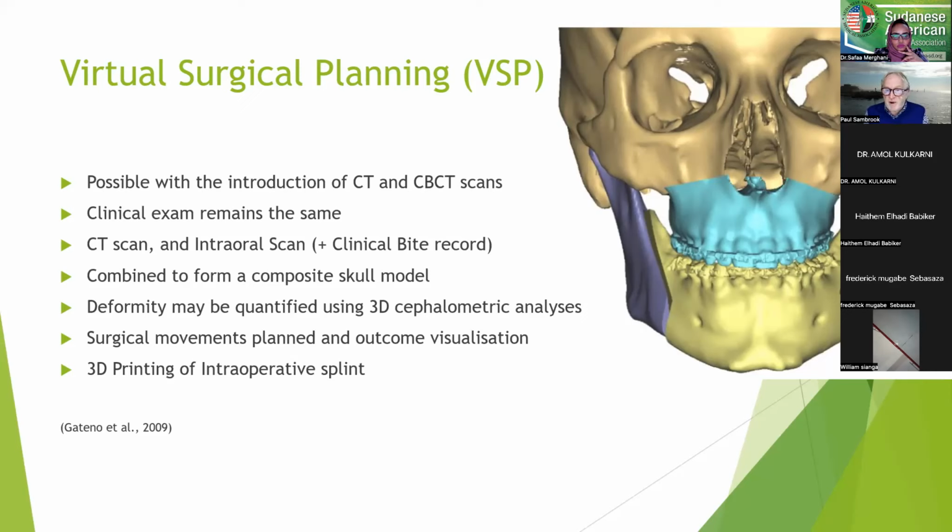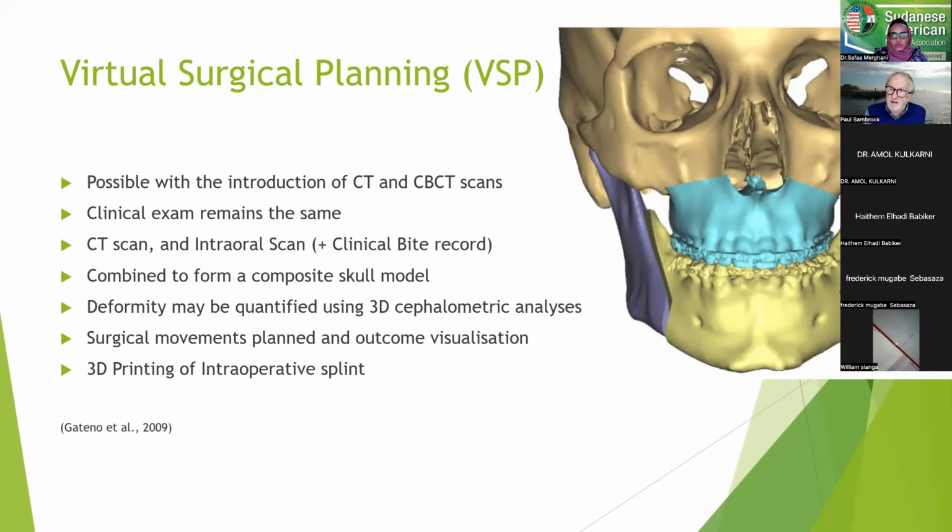Surgical movements can be planned and outcomes visualized. And as we become a little bit more sophisticated in the use of these plans, we can also use a soft tissue scan to superimpose over this hard tissue scan to look at how the soft tissues look and how they may look with surgery.